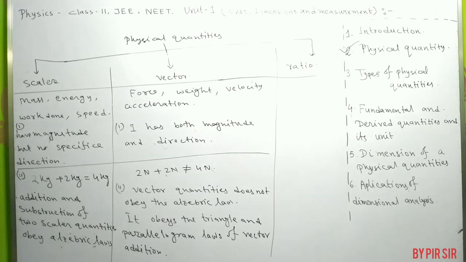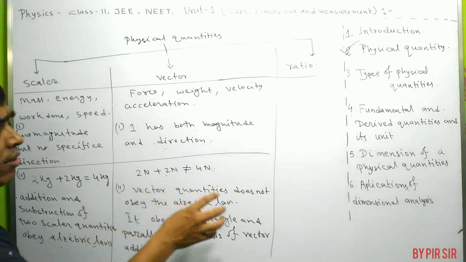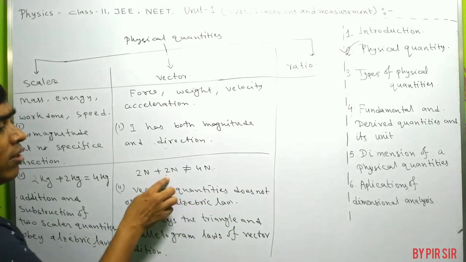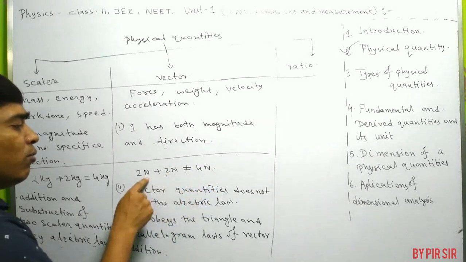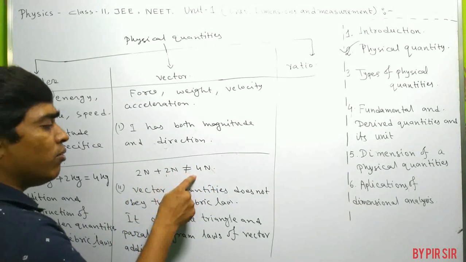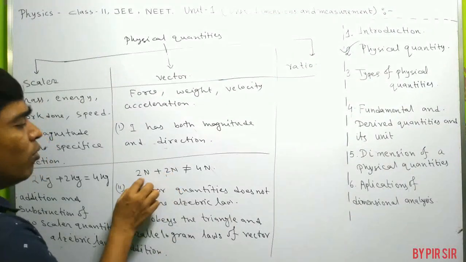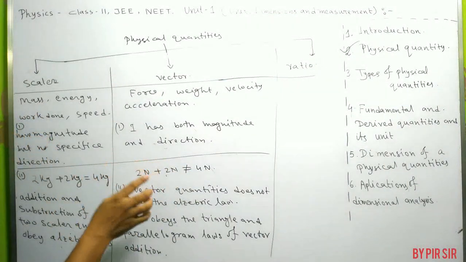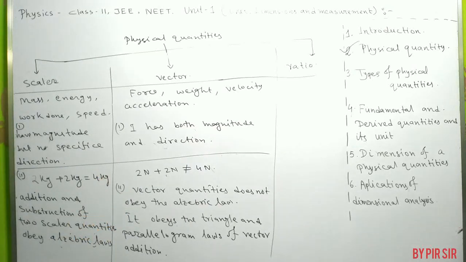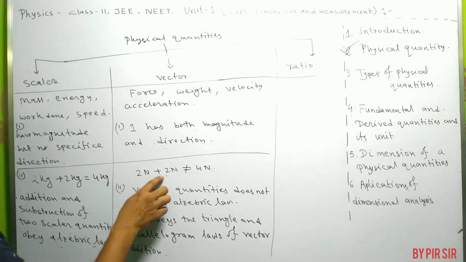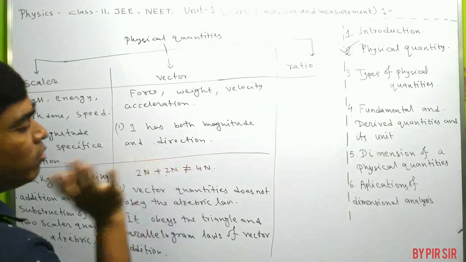That means addition of two scalar quantities obeys the algebraic laws of addition and subtraction, but vector quantities do not obey the algebraic laws. This is not applying. This is a condition: 2 Newton plus 2 Newton equals 4 Newton when two forces are in the same direction, but if there is another direction, 2 Newtons plus 2 Newtons does not always imply 4 Newtons.